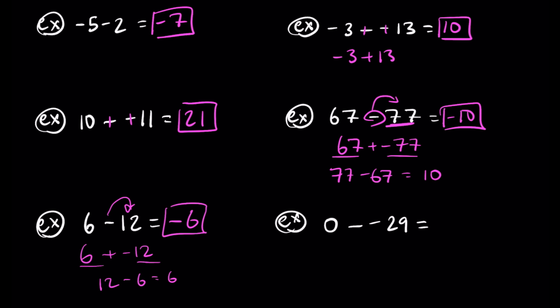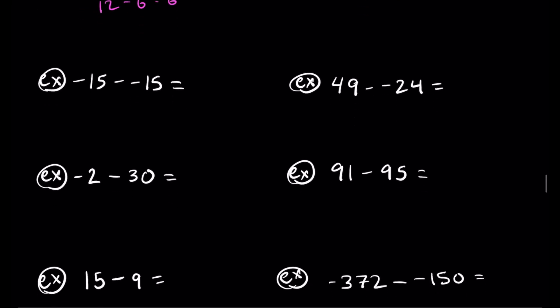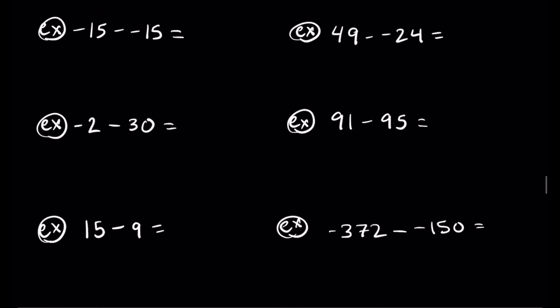All right, 0 minus -29. Again, anytime I see minus a minus, I'm just going to turn those into pluses, and we'll get 0 plus 29, which is going to be 29. All right, let's keep going. -15 minus -15. Again, minus a minus, those become plus signs. So now I have -15 plus 15, and those two just cancel each other out, so we'll get 0.